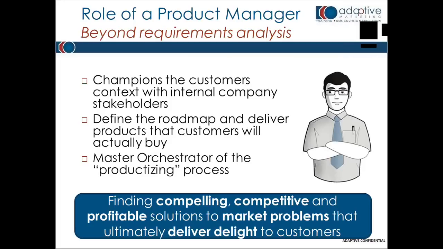So the one-line definition, and there are many such definitions out there, so certainly this is not the only one. This is the one that we believe is the truer reflection of reality in today's world, which is finding compelling, and compelling because at the end of the day, you have to pick those problems to solve. You have to build those products that actually have a real problem, a real need that somebody's willing to pay for, somebody's willing to adopt, somebody's willing to use. So that's the compelling part. So finding compelling, competitive, and profitable solutions to market problems.